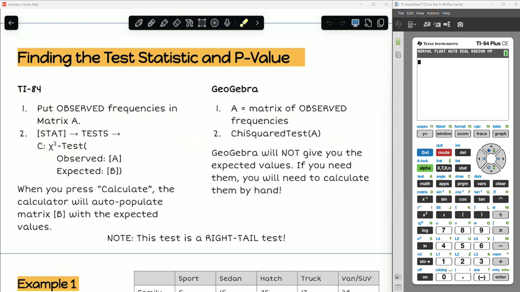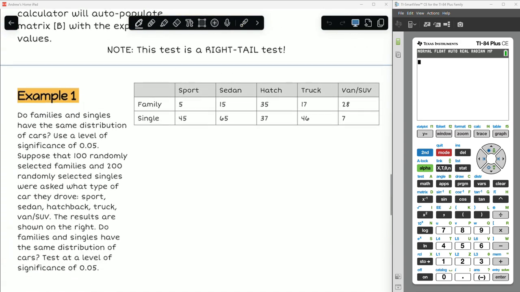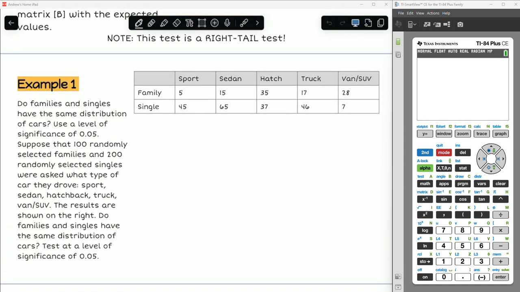Let's go ahead and do two quick examples to see how this test runs and how it's a little bit different than our previous tests. So this first example says, do families and singles have the same distribution of cars? Use a level of significance of 0.05. Suppose that 100 randomly selected families and 200 randomly selected singles were asked what type of car they drove: sport, sedan, hatchback, truck, or van SUV. The results are shown on the right. Do families and singles have the same distribution of cars? Test at a level of significance of 0.05.